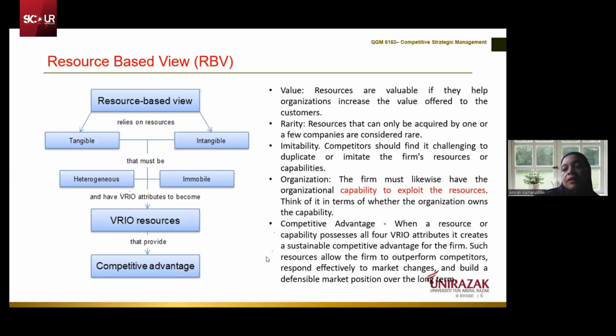And the organization, yeah, the firm would likewise have the organizational capability to exploit. For example, like you look at a company like Apple, the supply chain, they support everything. Yeah, they have the manufacturing company in China, they have the retailer, they have everything. So they know what is going on in the market. For example, like Tony Fernandez, they have the airline, they have the Tune Hotel, they have the money changers, they have the limousine, you name it.